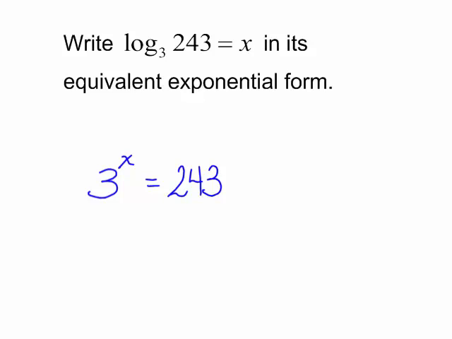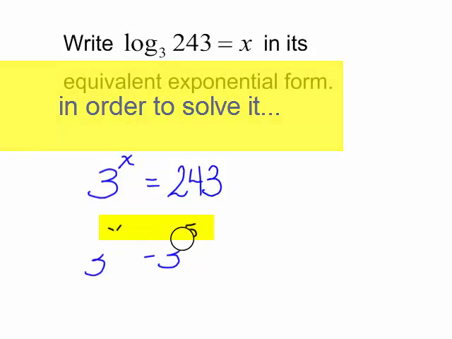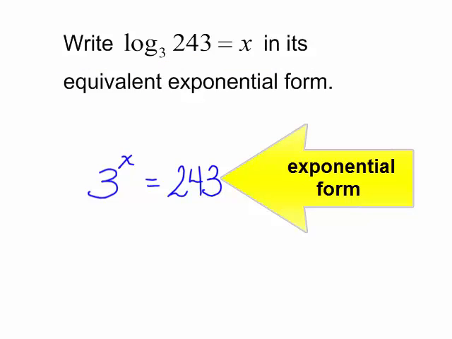Very quickly, in a future video, if I have 3 to the x, and this is equal to 243, well, 243 is 3 to the 5th. I could see that x must be 5. But remember, the directions here are to simply change it to exponential form.